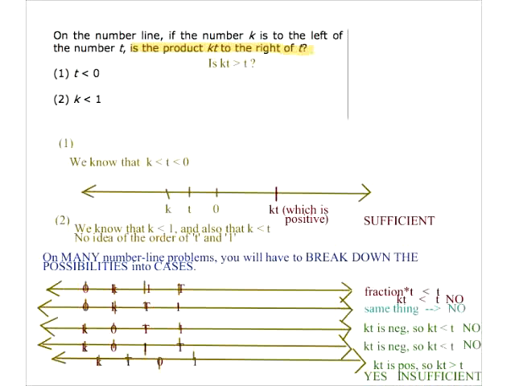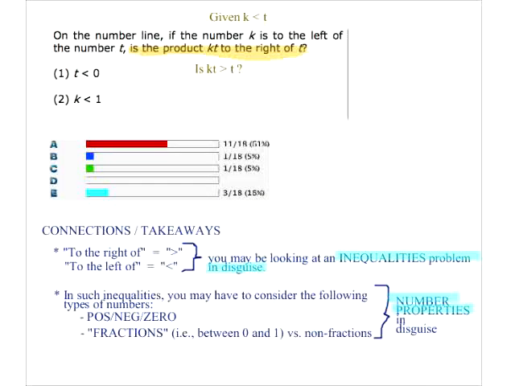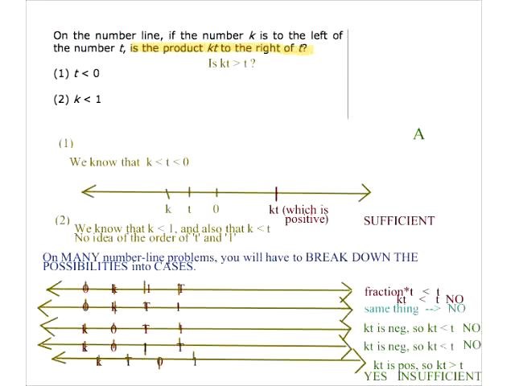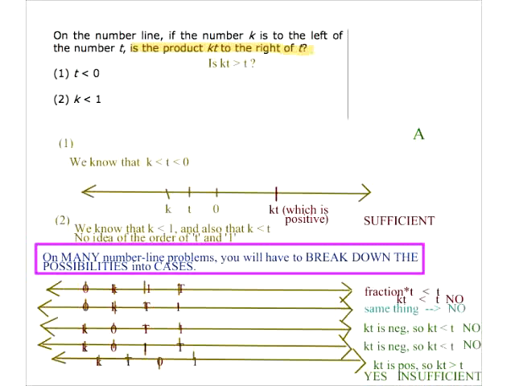A. Okay. Let's take a look at the takeaways that we got. Three different kinds of general lessons we've learned from this guy. The first is that you may have to think about connections to inequalities. The second thing is that you may have to look at connections to number properties. And the third thing, which believe me, you will have to do a lot of on these problems, is you will have to break them down into cases.